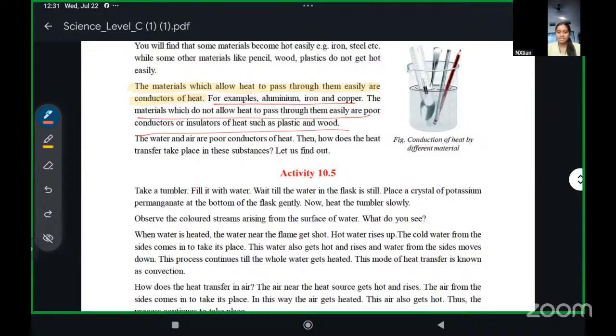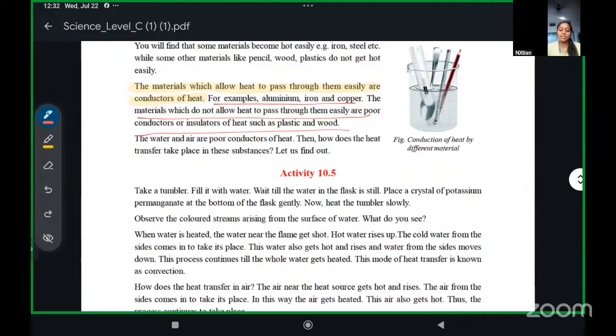What happens in convection? In convection, there is movement of water. The liquids which are heated up rise, and the denser liquids settle. Rise, settle, rise, settle. So this creates a movement in the molecules, and therefore heat transfers between them.